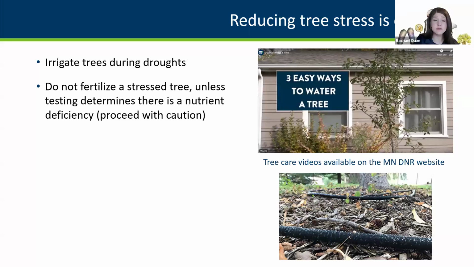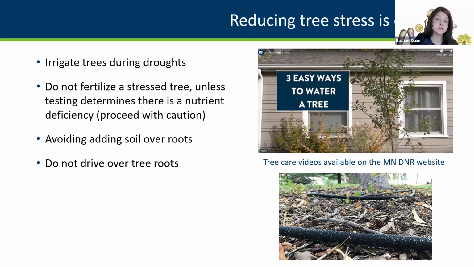Oaks are especially stressed by adding soil over the roots. So you want to try to avoid that during stress periods, as well as trying to avoid driving over tree roots and limiting soil disturbance and compaction.